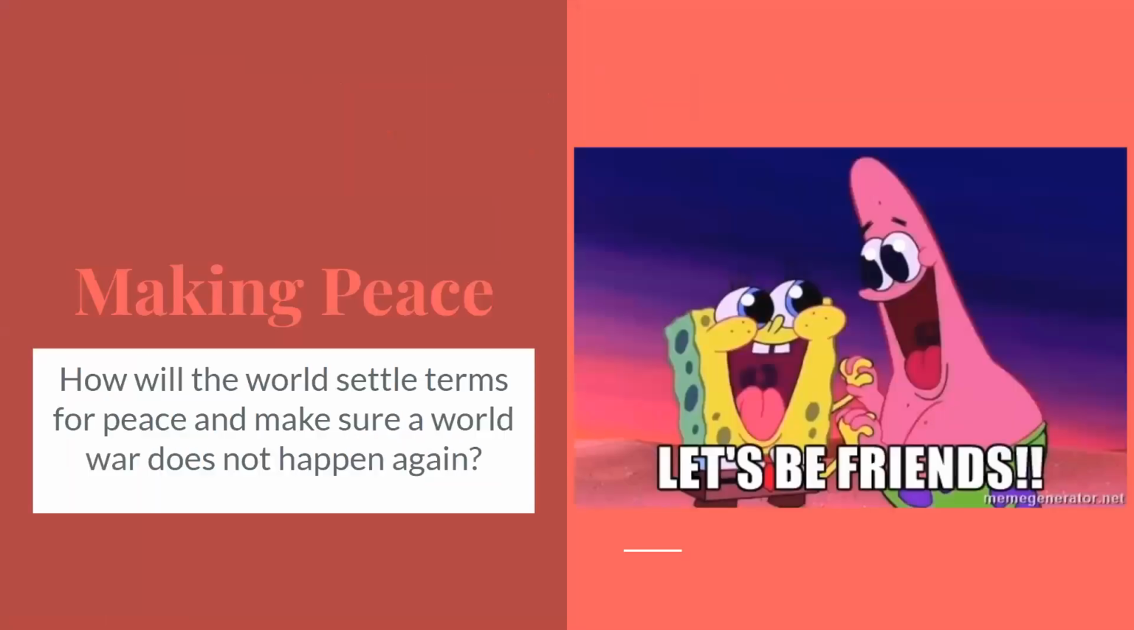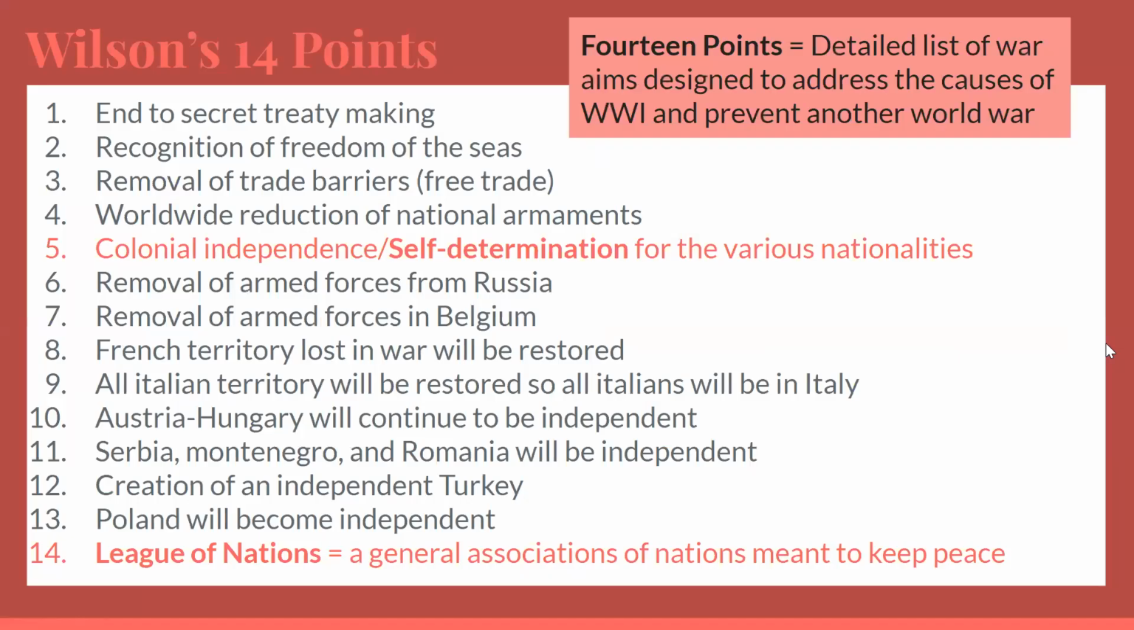So now that the war is essentially over, how do we settle terms for peace and make sure this does not happen again? And so you looked at Wilson's 14 points. This is his plan that he created right before the war ended, and it listed his aims for addressing the causes of World War I and preventing another one from happening. And the two terms you need to know from all this are self-determination and League of Nations.